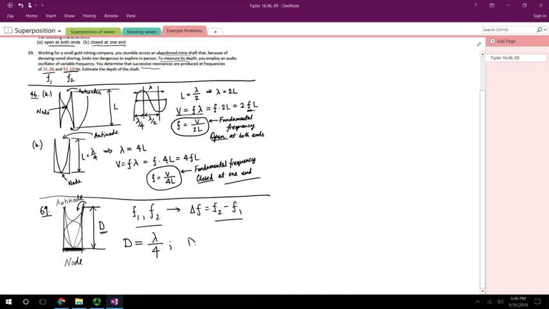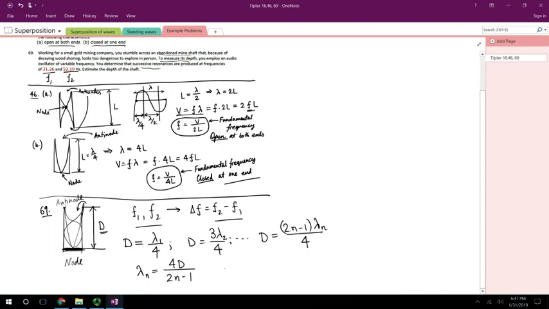Okay, but d could also be equal to 3 lambda over 4, and this would be for the first harmonic. And we can keep going, but generally d would be equal to (2n minus 1) lambda over 4 for the nth lambda. So we should have written over here lambda 1 and lambda 2, etc. When n equals 1, this will give you lambda 1 over 4, etc. So lambda n then looks like 4d over (2n minus 1).